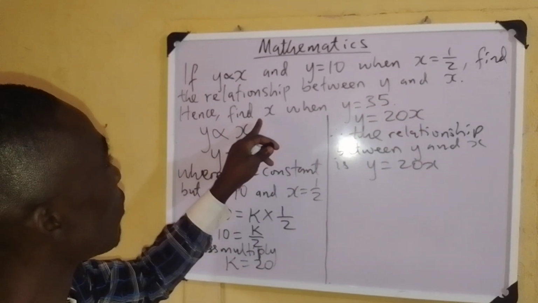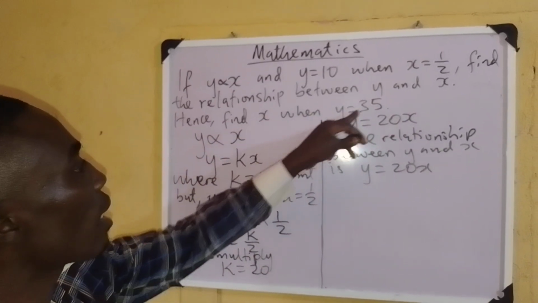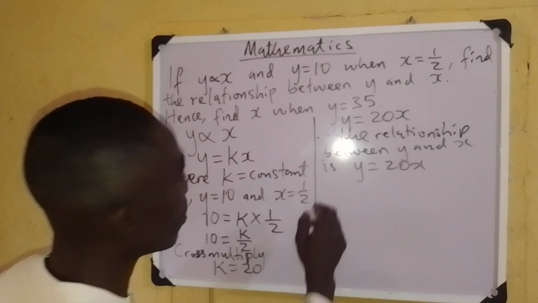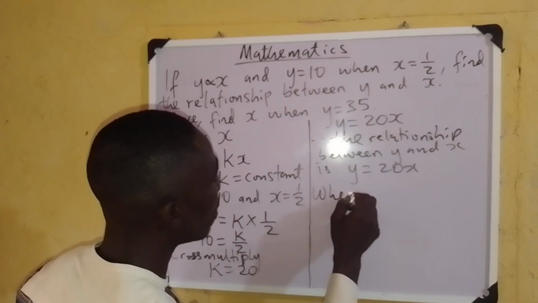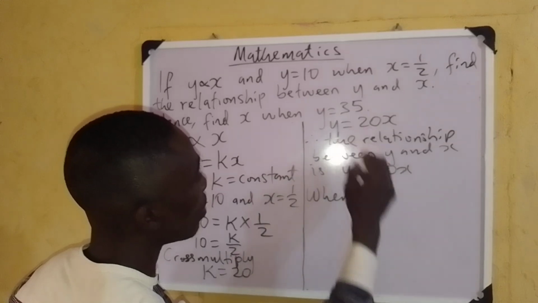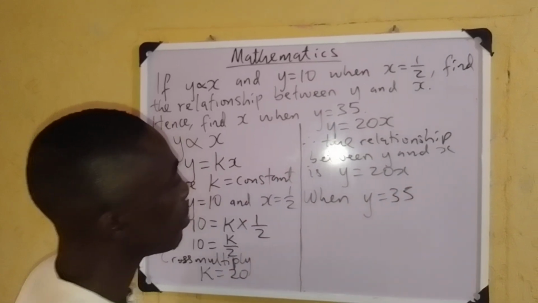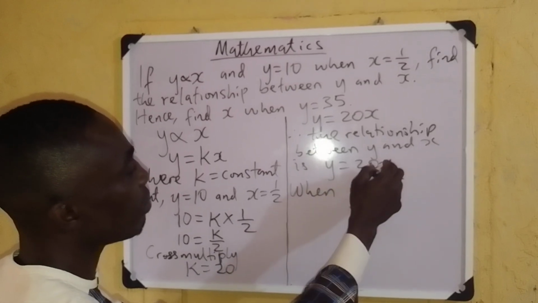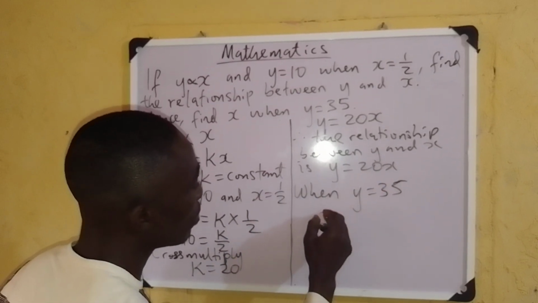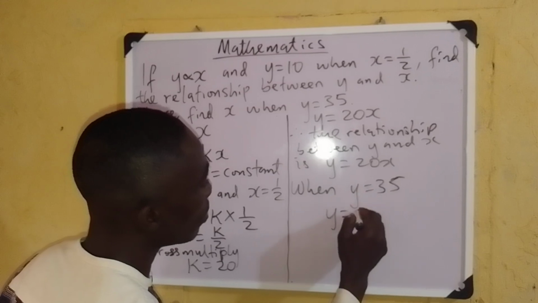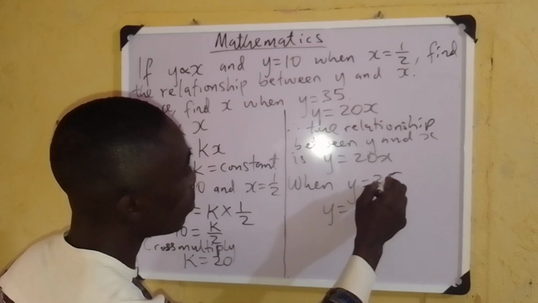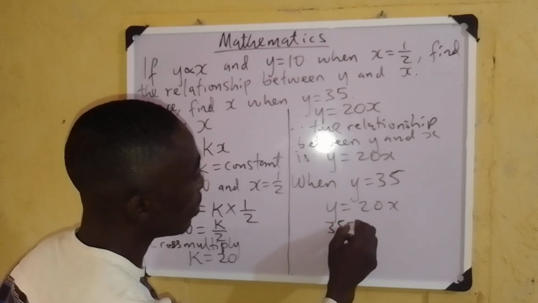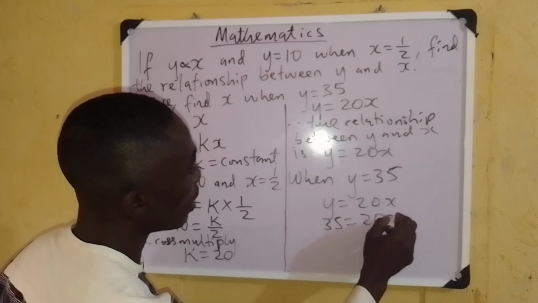Is that all? No, we have got the relationship between x and y. But we are also asked to find what? x when y is 35. So now say, when y is equal to what? 35. We have to go back to this equation and use 35 and replace what? y. So we have y equals to what? 20x. So since y is now 35, we have 35 is equal to 20x.